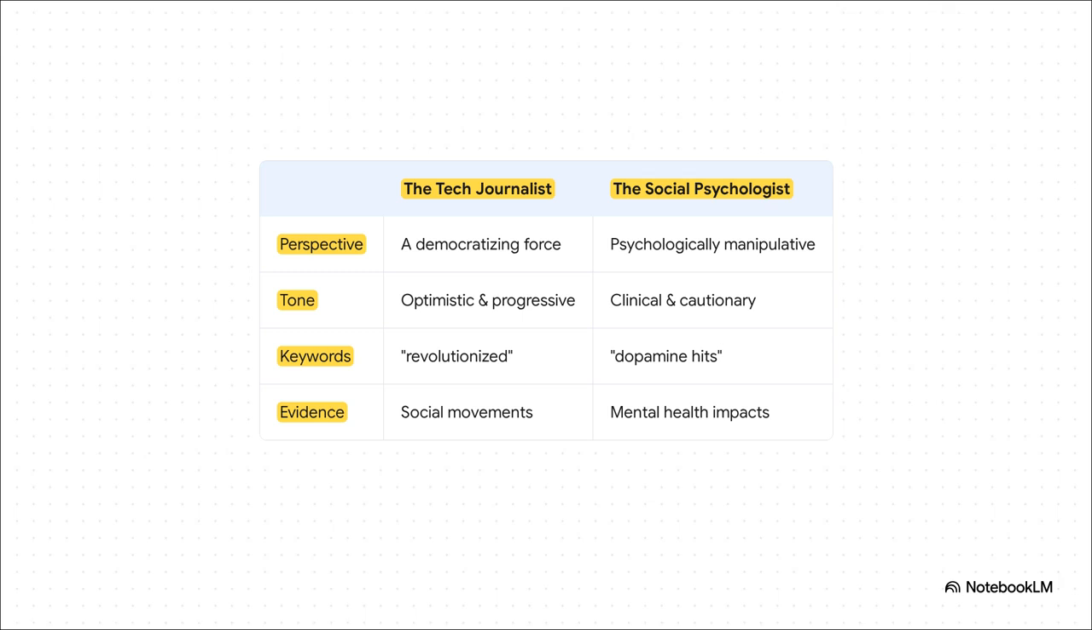The tech journalist, whose whole world is about progress, is wearing innovation-focused glasses. They see social movements and use words like democratized. But the social psychologist, who's trained to see patterns in our behavior, is using a mental health lens. They see manipulation and use these clinical terms like dopamine hits. Now, here's the key. Neither one is necessarily wrong, but neither is telling the whole story.